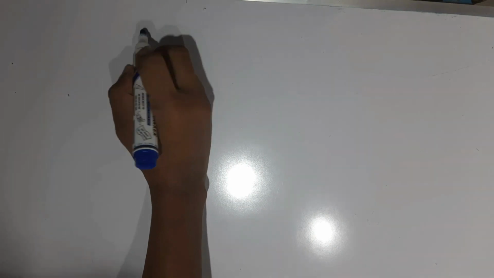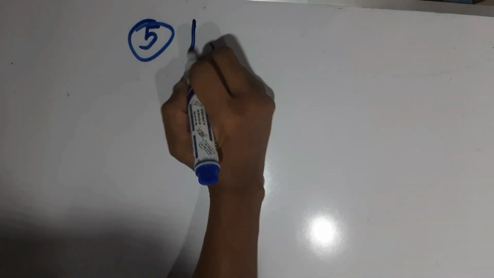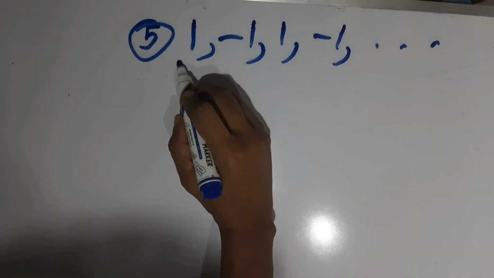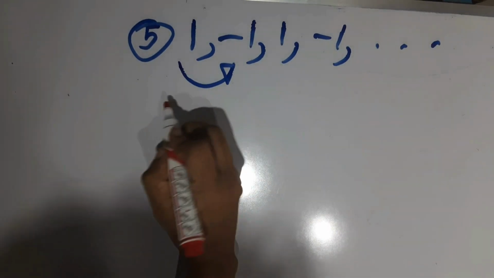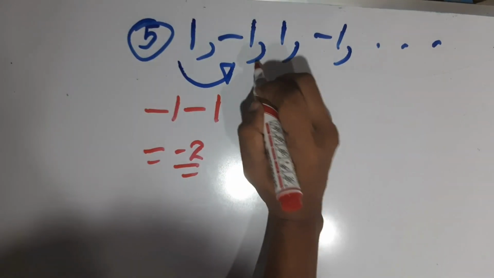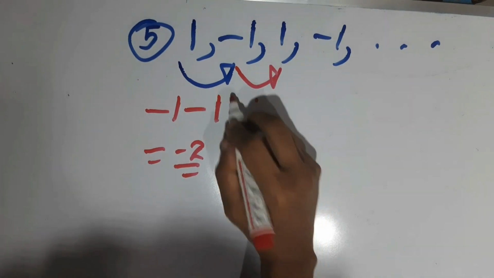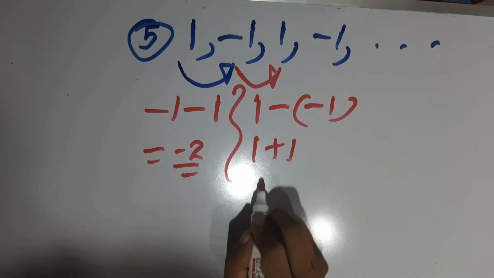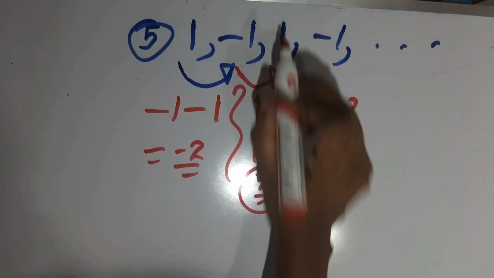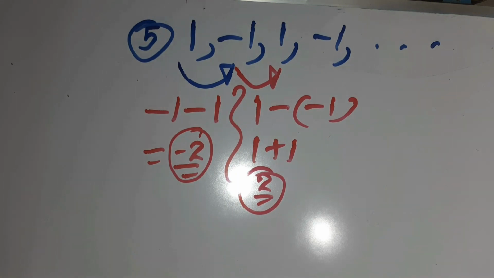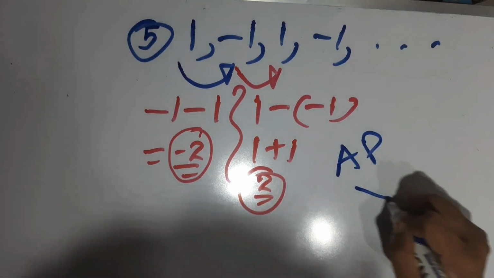Last example: 1, -1, 1, -1. What do you think? What is the difference between these two terms? -1 minus 1 equals -2. Between these two terms, 1 minus -1, 1 plus 1, is 2. Here the difference is 2, and between these two terms the difference is -2. Then the difference is not common, so this is not an arithmetic progression.